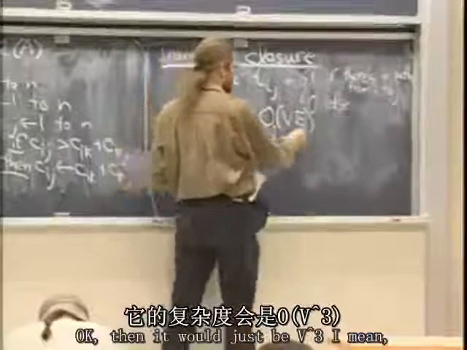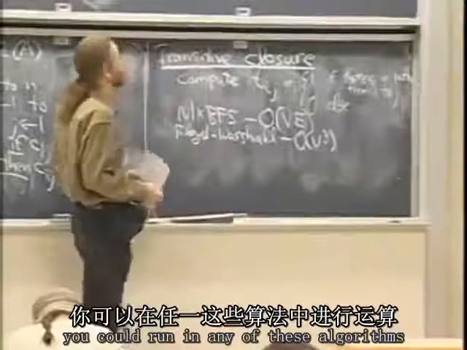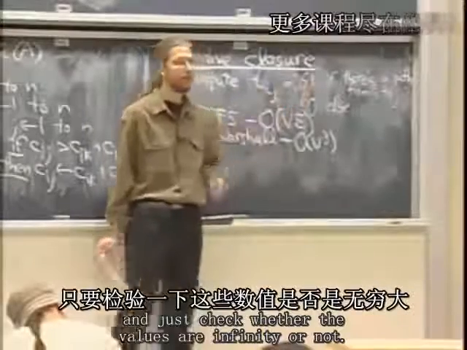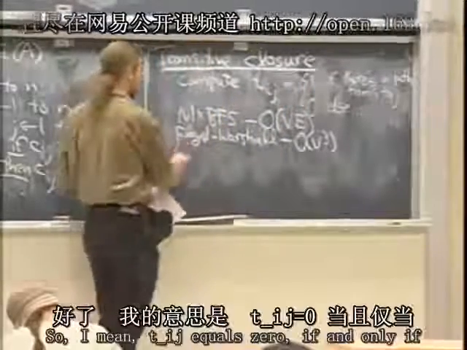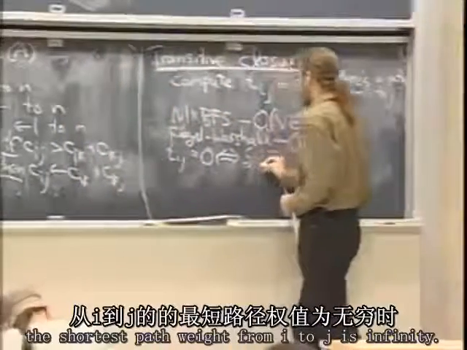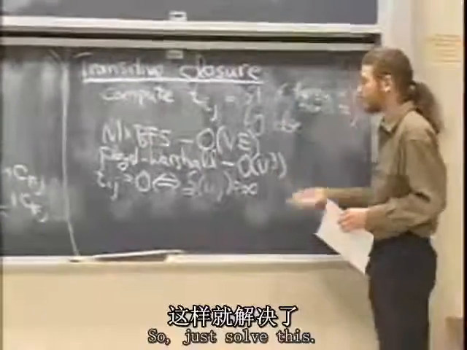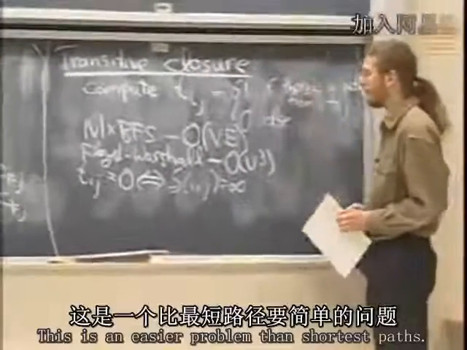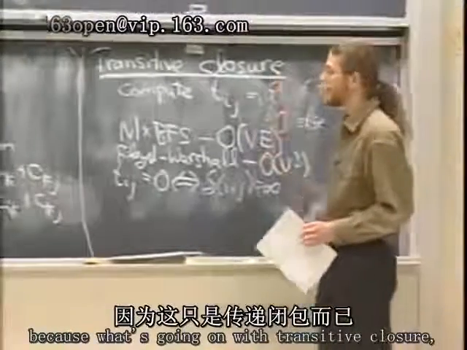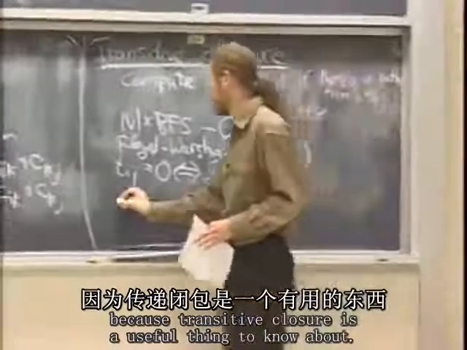Then it would just be cubed. I mean, you could run any of these algorithms with weights of 1 or 0, and just check whether the values are infinity or not. So T_ij equals 0 if and only if the shortest path weight from i to j is infinity. So just solve this. This is an easier problem than shortest paths. It is, in fact, strictly easier in a certain sense, and I just want to mention this out of interest, because transitive closure is a useful thing to know about.